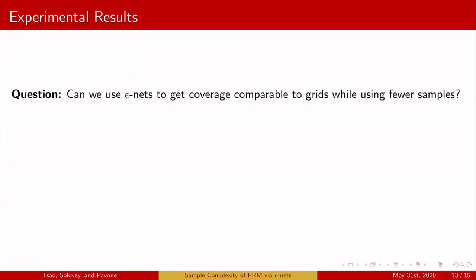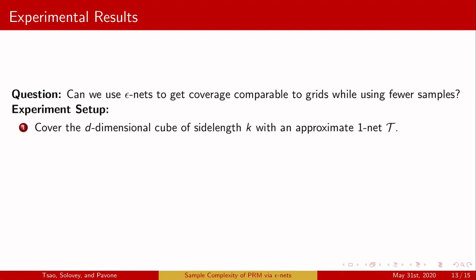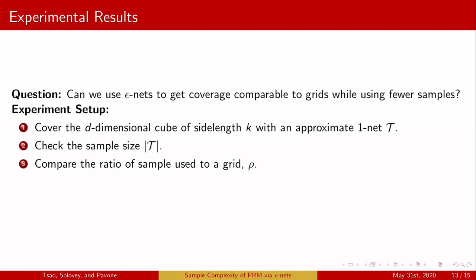Okay? So with the theoretical discussion out of the way, the next question is, can we use epsilon nets to get comparable coverage to grids while using fewer samples? So this is what we're going to discuss here. So the experimental setup is we're going to try to cover the d-dimensional cube of side length k with an approximate 1 net. And the reason we're using a radius 1 ball is because by rescaling, we can get epsilon nets for any epsilon, okay?